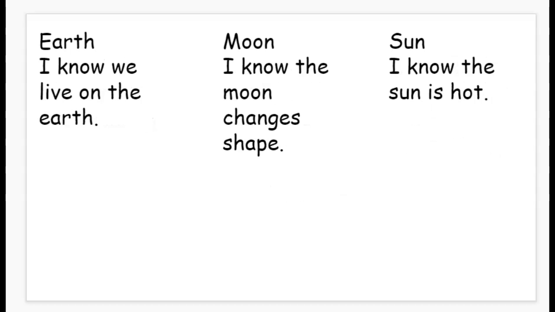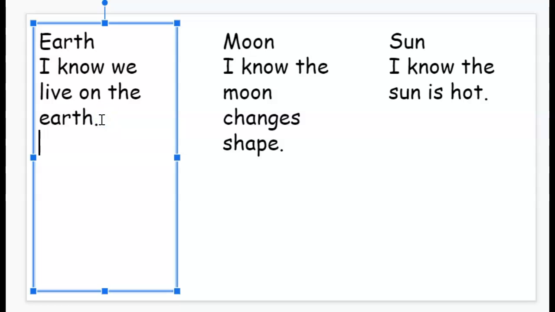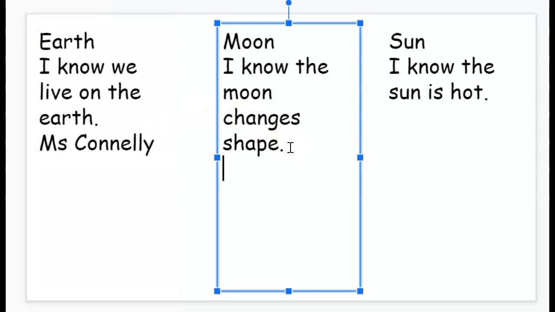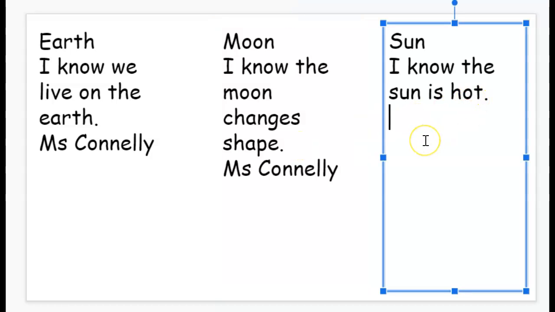Here are some things that we can have a conversation about what we know. I know we live on the Earth. For the moon, I know the moon changes shape. And maybe for the sun, you might say, I know the sun is hot. And again, I'm going to go ahead and get wild and crazy. And I'm going to go ahead and put my name in here because these are maybe some things that we came up with as a class. Maybe the other first grade teachers came up with some other things that their students already know about these topics.